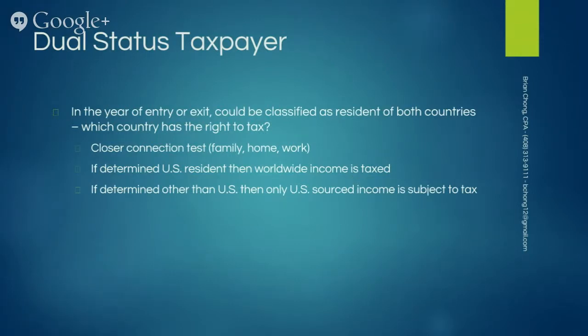Okay, so the next topic is the dual status taxpayer. This is a situation where, let's say, in the first year someone enters the country or the year that they leave, they're both resident and non-resident. Let's say the first year they come in, they're non-resident at the beginning, but towards the end of the year, because they've been here over 183 days during that year, they become a resident. So during those years where they switch from non-resident to resident or vice versa, you're considered a dual status taxpayer. In that situation, you have to file both the 1040 and the 1040-NR. You have to file both forms, and on top of the form, you write, dual status taxpayer.